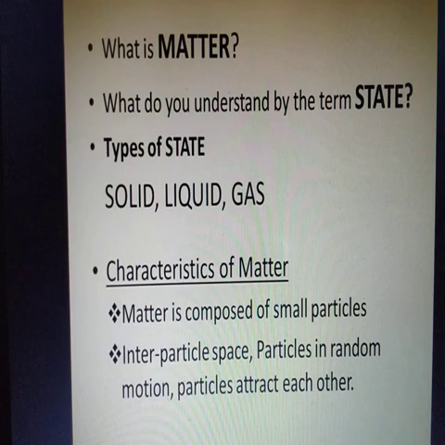For example, in solids, the particles hardly move. But are they in a totally rest position? No, they are not in a complete rest position. They are showing minimum movement, right? Okay. Particles attract each other.